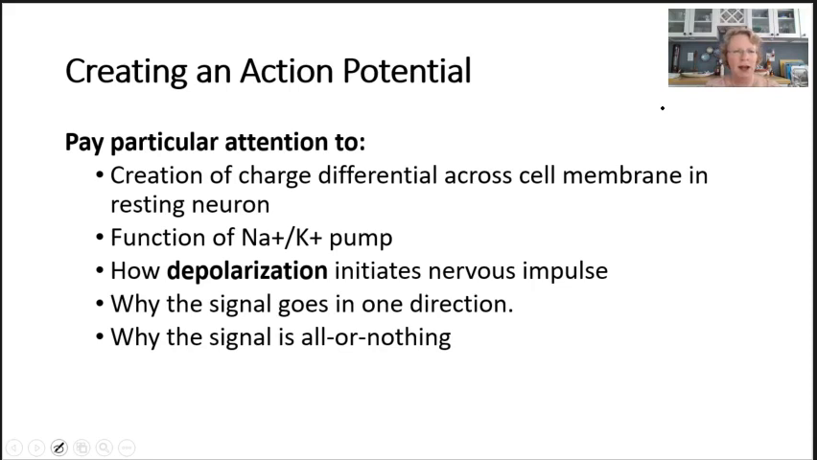As we start talking about an action potential, we're going to look at diagrams, we're going to draw sketches, and I want you to pay particular attention to the creation of a charge differential across the cell membrane of a resting neuron, the function of the sodium-potassium pump in creating that charge differential, how depolarization initiates a nervous impulse, and how that helps us to understand why the signal goes in one direction, in dendrite out axon, and why the signal is all or nothing. Once the signal starts, it goes.